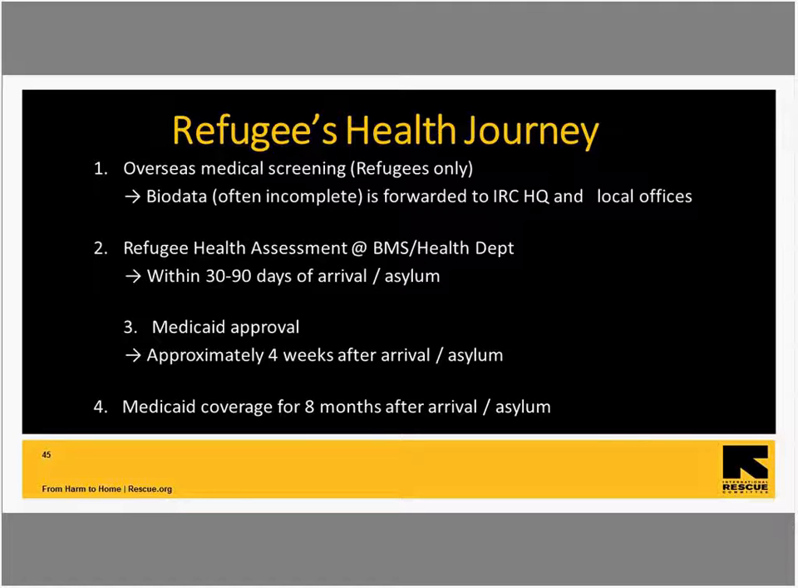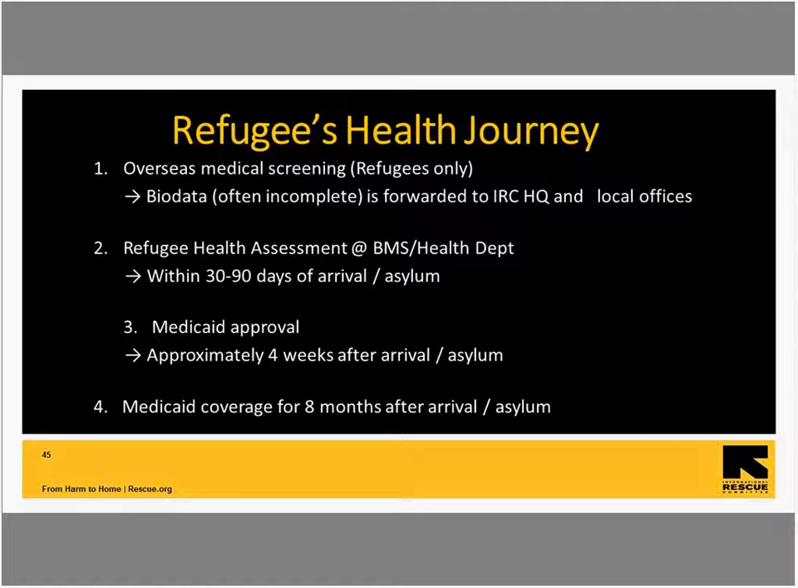So their health journey before they arrive in the United States, when they're overseas, in the refugee camps or in another country, they go through a medical screening. And we receive before their arrival biodata, which is generally a sort of brief description of ailments that they might have. Oftentimes, this is very vague. It may refer to a mental illness, or it may refer to some sort of physical disability, and give a time period for when follow-up is needed. But generally, this information is not very specific.